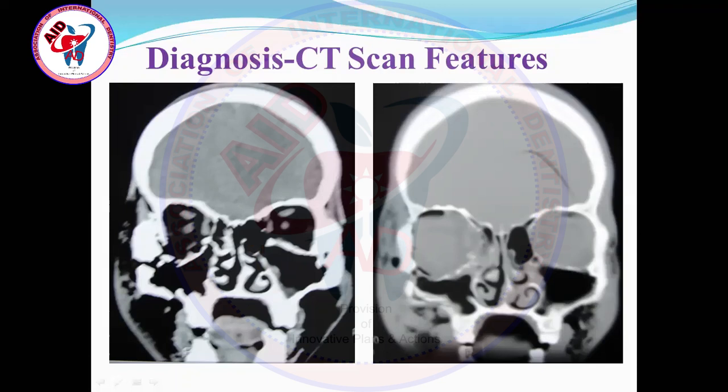This is the ostium of the sinus. Once the sinus is filled with blood after trauma, the blood from this ostium will go into the nasal cavity, which will appear as epistaxis.